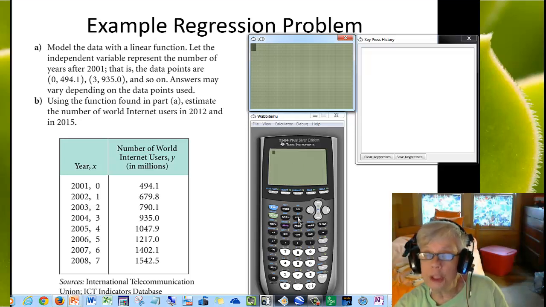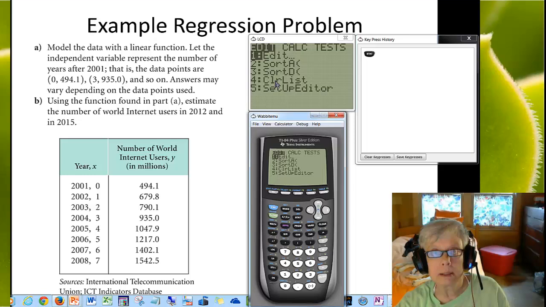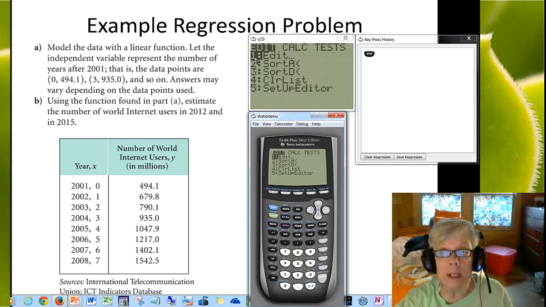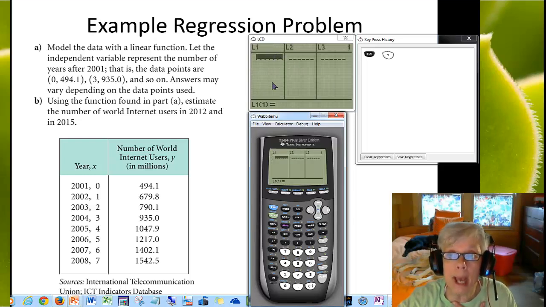So, follow me now, follow the cursor. I'm going to push the stat key, and that should give you this menu right here. Now, I want to edit. I'm already at edit, and notice that edit is number one, so I'm going to click one.